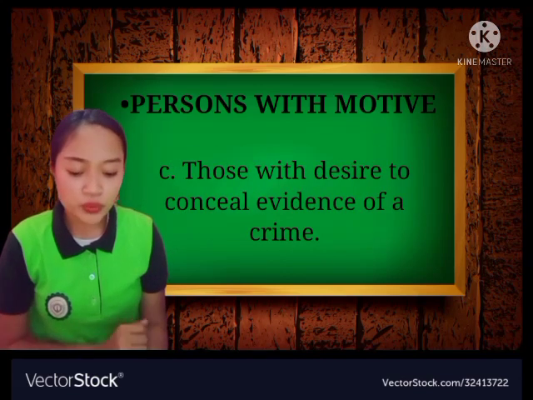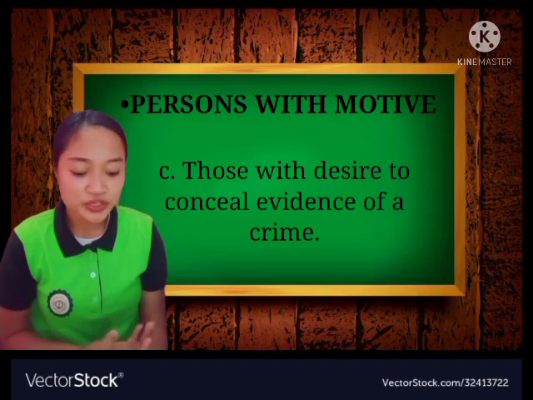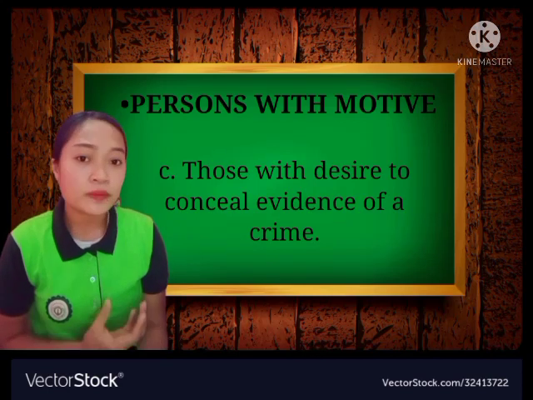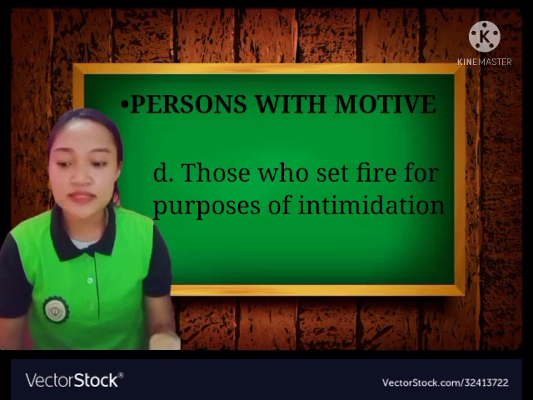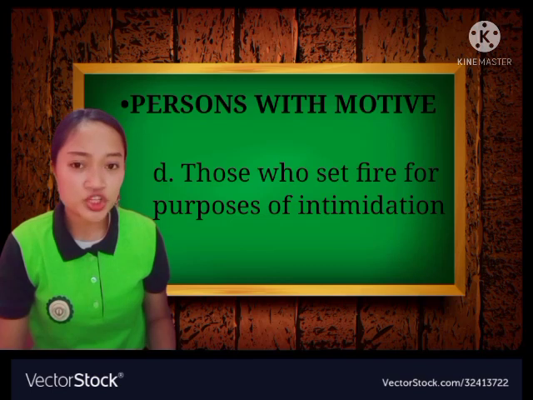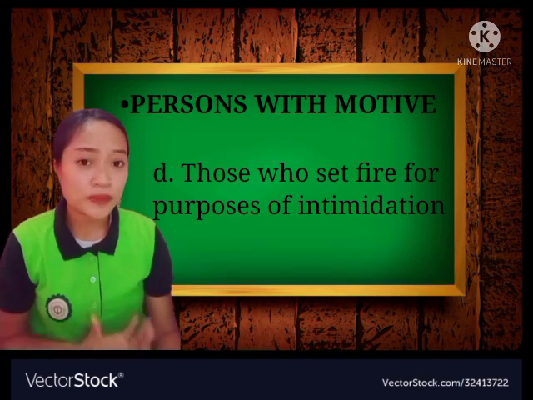Next, C. Those with desire to conceal evidence of a crime. The arsonist here really meant to burn that area for the purpose of destroying evidence of a crime, where it is important to know who the perpetrator is. And next, D. Those who set fire for purposes of intimidation. The arsonist burned that area because he or she was experiencing someone threatening or alarming him or her, so that is why he did the burning.